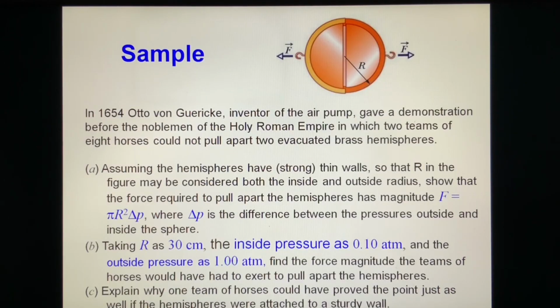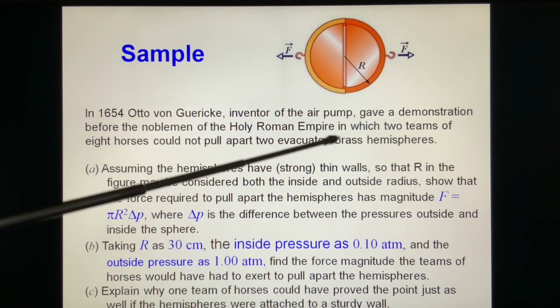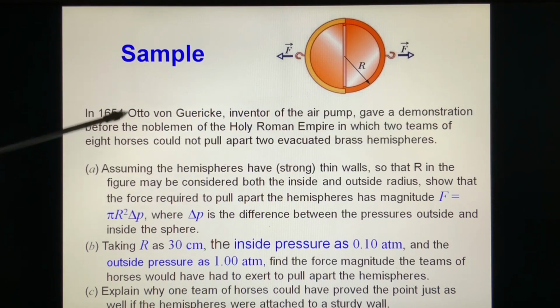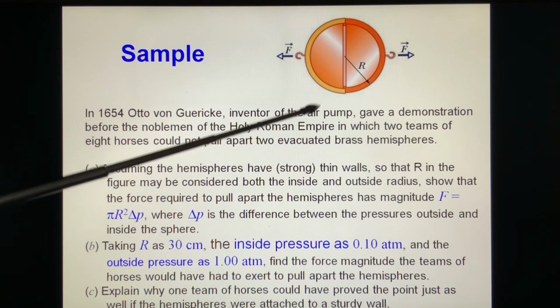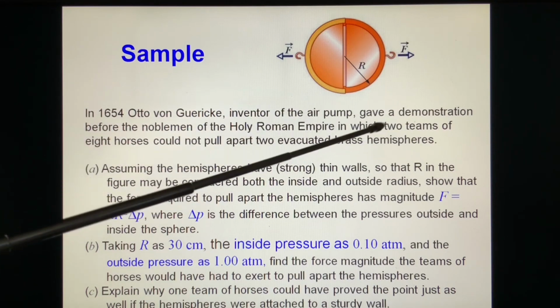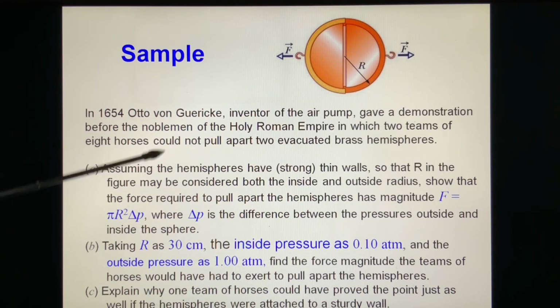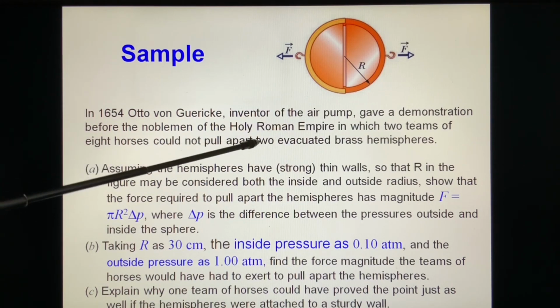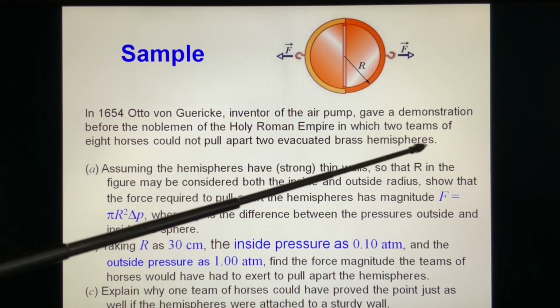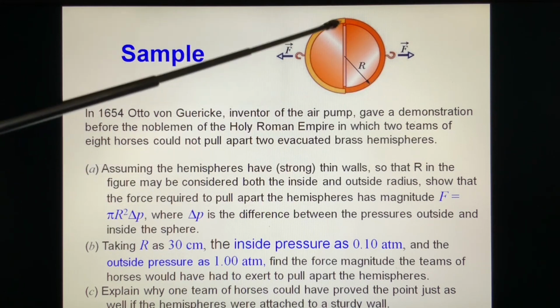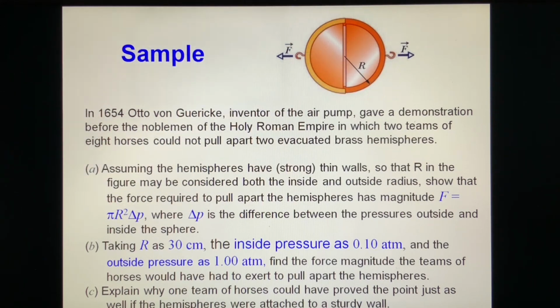Sample. In 1654, Guericke, inventor of the air pump, gave a demonstration before the nobility of the Holy Roman Empire, in which two teams of 8 horses could not pull apart two elongated brass hemispheres. These are two hemispheres. Inside is vacuum, outside is atmosphere.